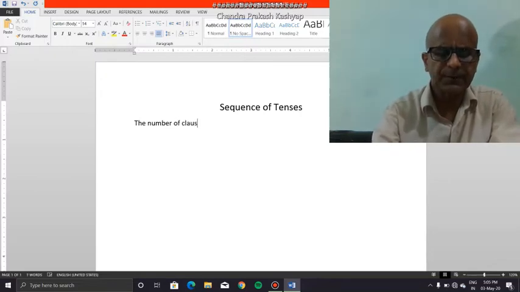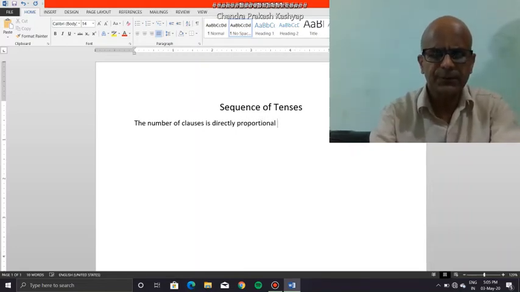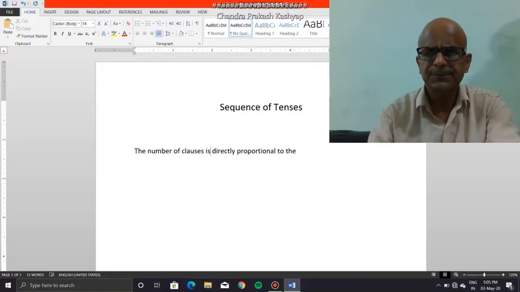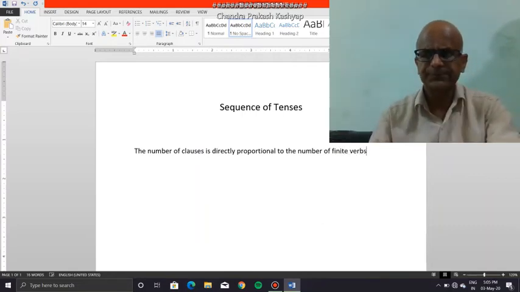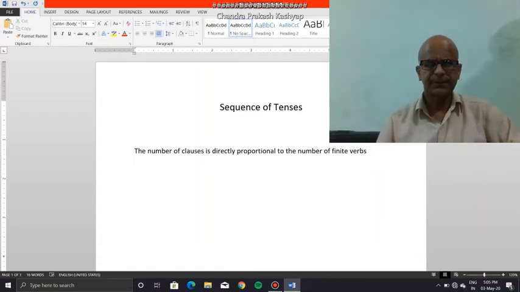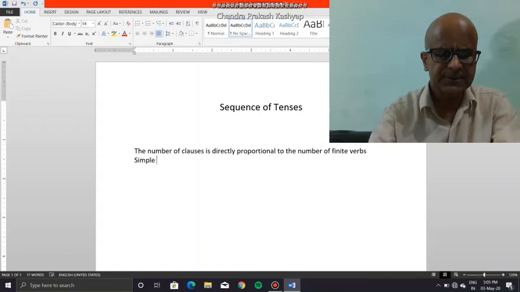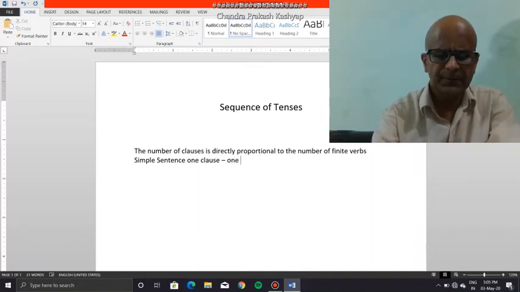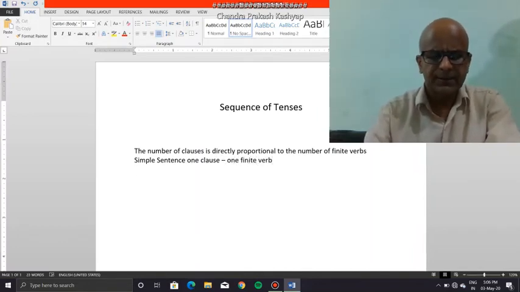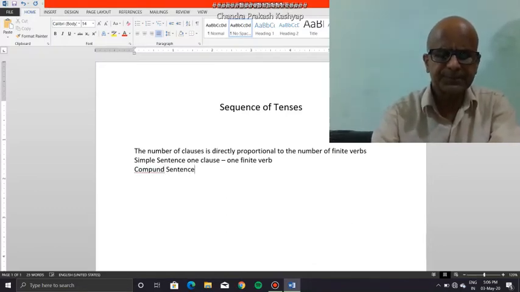And the last thing that we learned was that the number of clauses is directly proportional to the number of finite verbs. So in a simple sentence there is only one clause, because there will be only one finite verb.